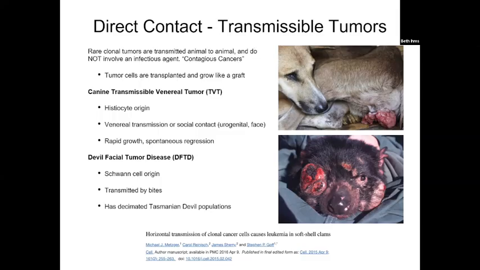Essentially, what you need is a kind of inbred population so that everyone in the population can serve as a host to this tumor cell. A lot of dogs are kind of inbred from what we've done to them. We see transmissible venereal tumors.